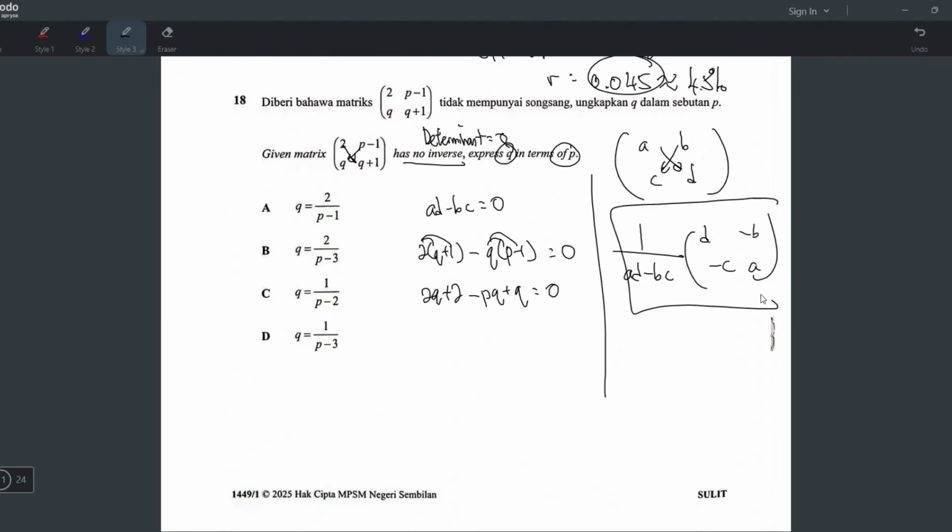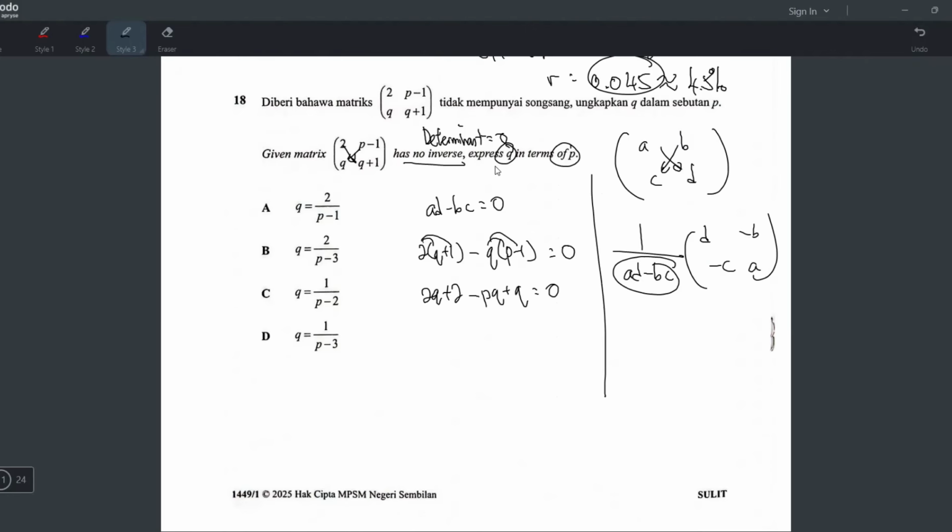Right? But if one day the bottom here is zero, that means you cannot find the inverse already, because you have to divide all these numbers by zero. But you can't divide by 0. If you press 2 divided by zero, the calculator will give you math error, because it's not possible to divide by zero. That is why when the bottom here is zero, the matrix has no inverse. So this question says this matrix has no inverse, so just make the determinant equals 0.